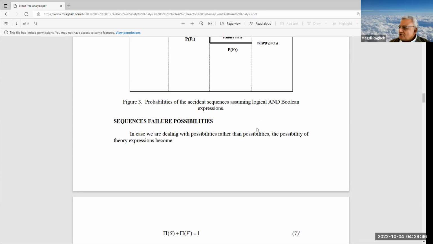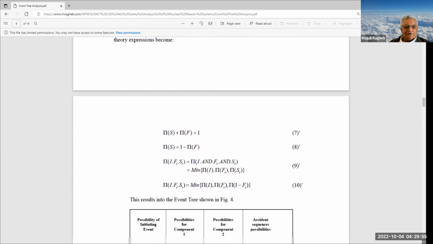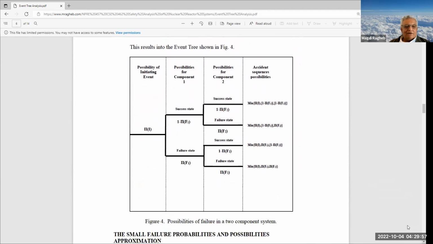You can have a model on a computer, and in that case, it is not, I repeat, probabilities unless you have measurements. It is now a possibility. So in that case, we can design a tree that depends on possibilities. You can say, what is the possibility of the initiating event? Then you have the possibilities for the different components, either succeeding or failing. So let's say the failure state in possibilities for component 1 is pi of F1.